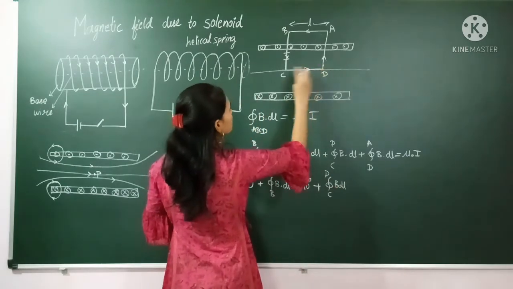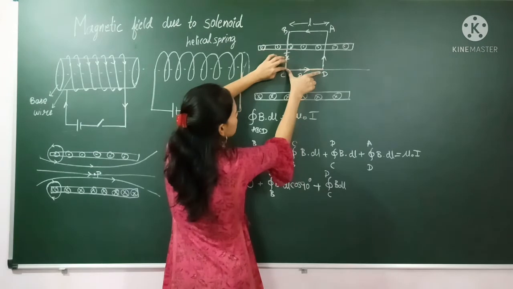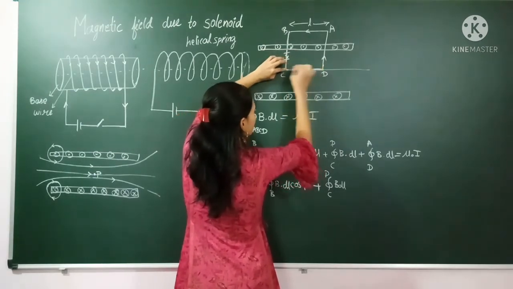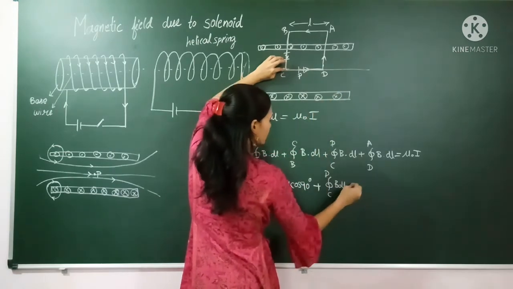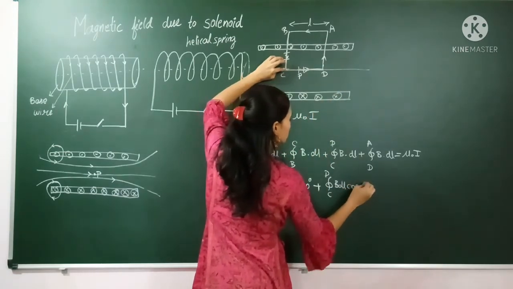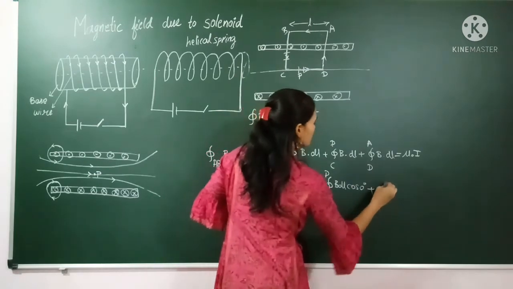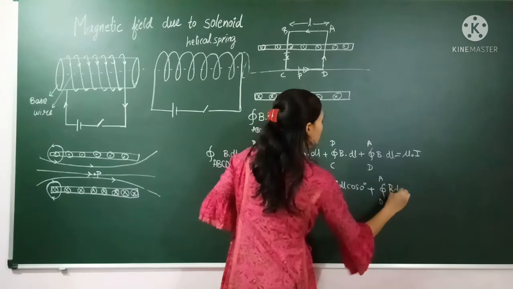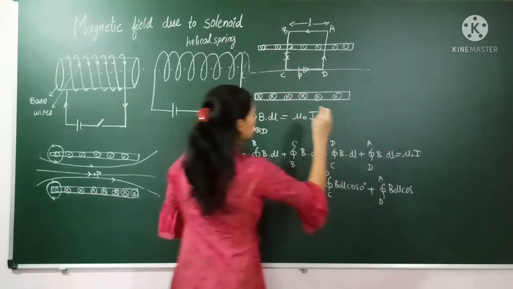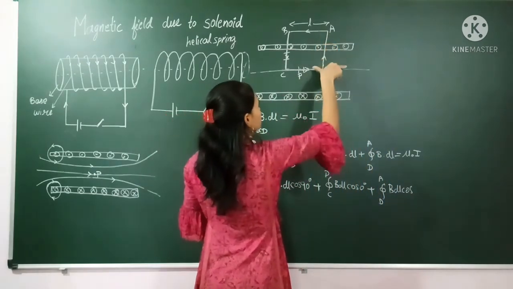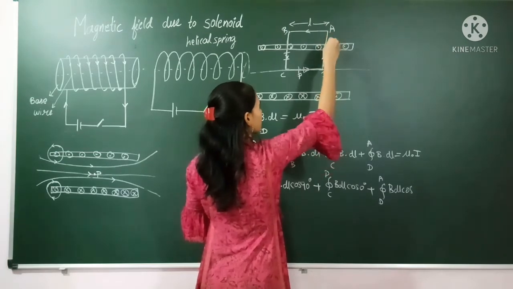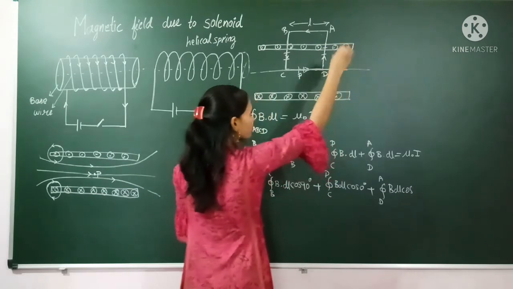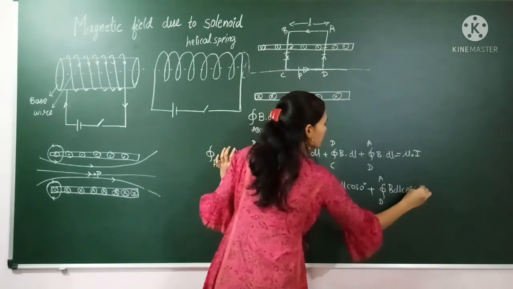d to c. Here, if we consider this is the current element and this is the direction of the magnetic field, both are in the same direction, meaning theta value will be taken as 0. So this is cos 0 degree, plus the closed integral d to a of B dot dl, means B dl cos theta. For d to a, this is the direction of the magnetic field and this is the direction of the current element. Again here theta value will be 90 degree.